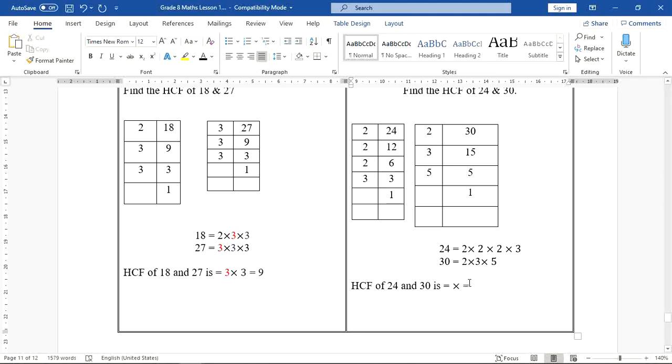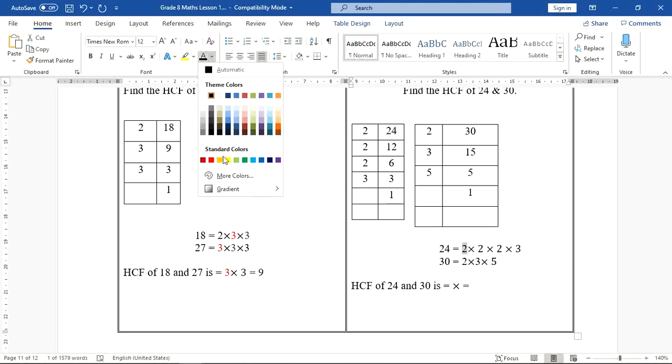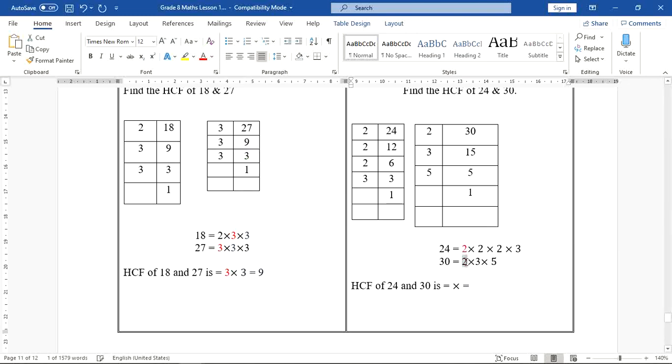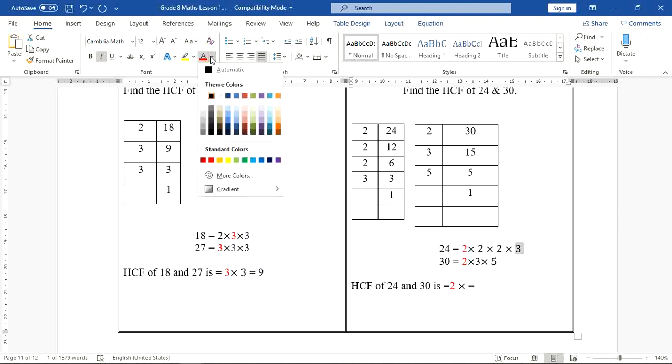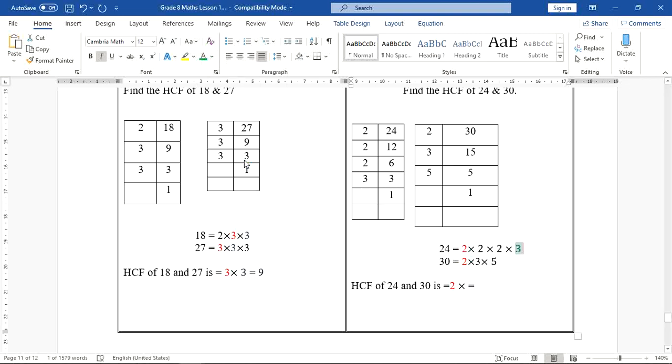Alright, let's see. So 24 has a 2 and 30 has a 2. We combine these two, which will give us 1, 2. So we put a 2 there, we make it red to show that this 2 is a combination of these two. This one has no more 2, but it has a 3. This one also has a 3, so let's make it green.